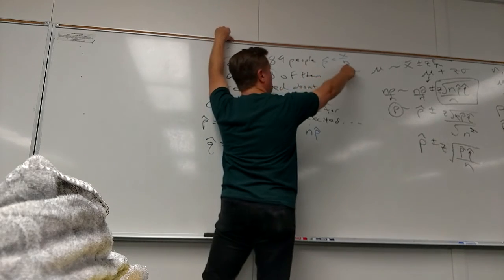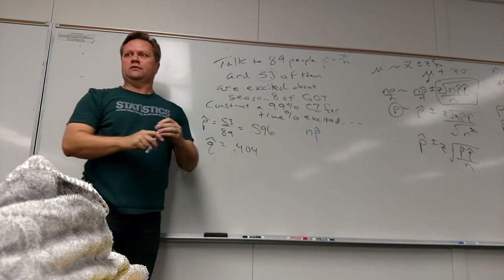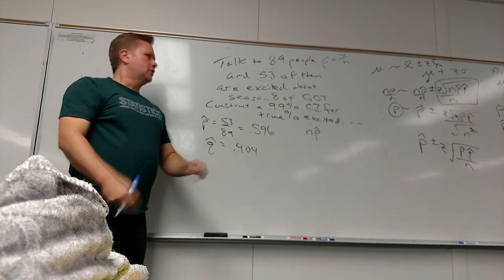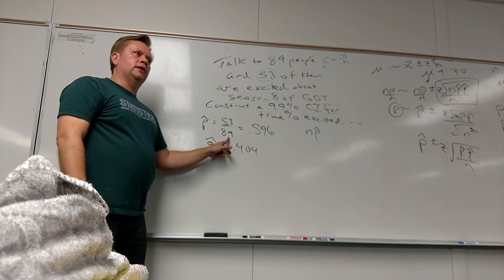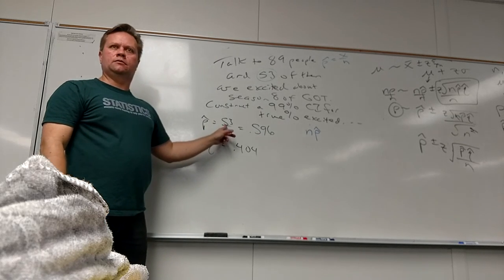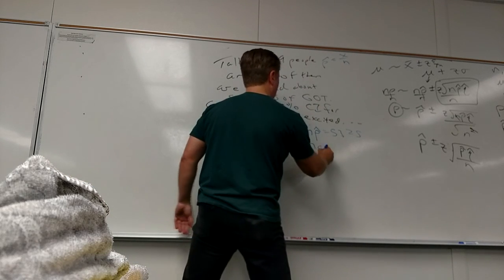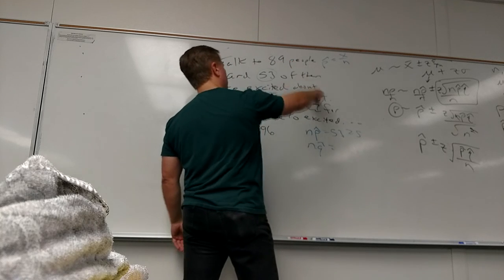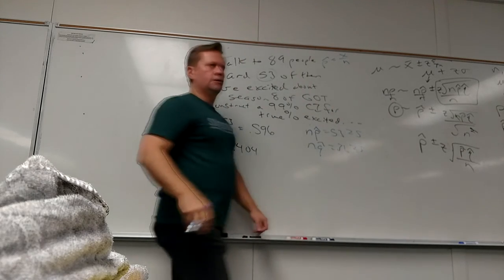So what will n times p hat always be? Whatever that number was, right? So you can either multiply 89 times 0.596, or you can realize that 89 times this divided by 89 is just this. Is that at least 5? Yes. So what's n q hat going to be? The rest. 36. And that is at least 5. All right, I like it.